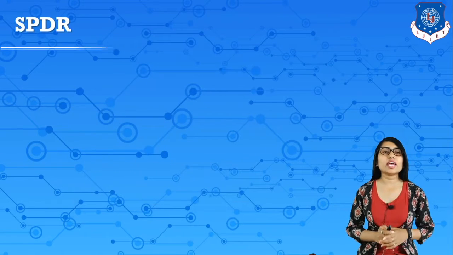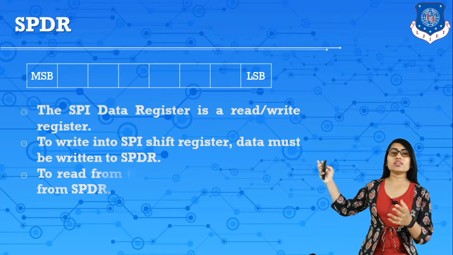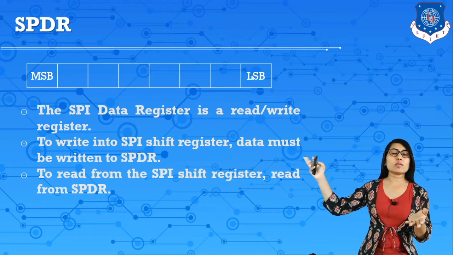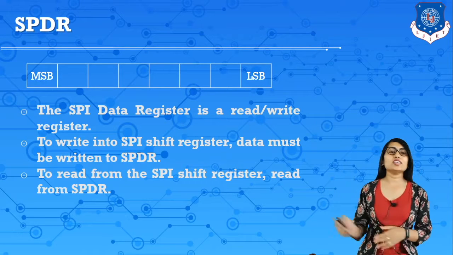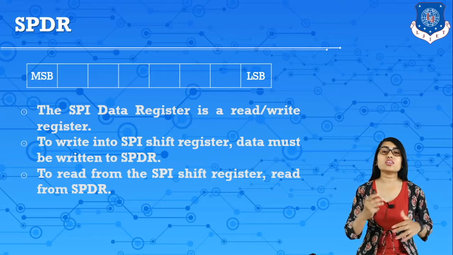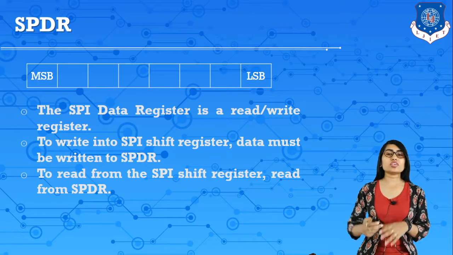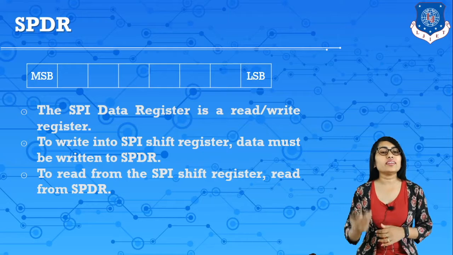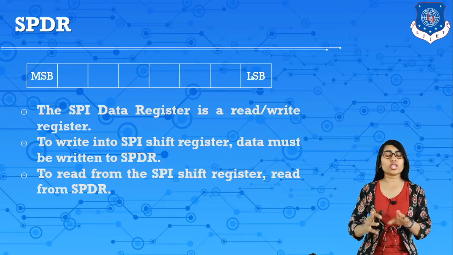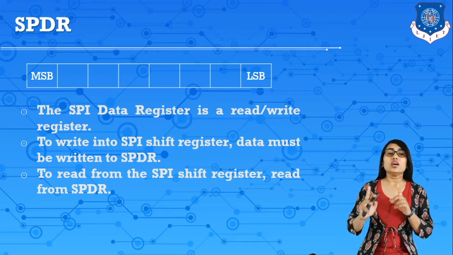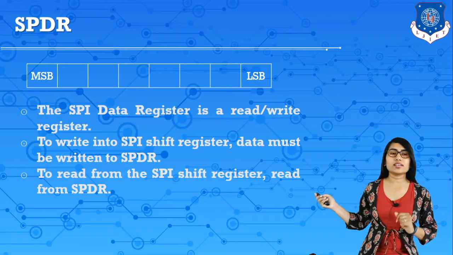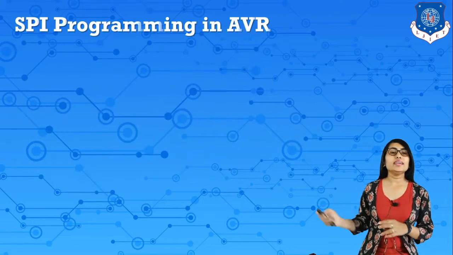Now next we have the SPDR. In the SPDR we have MSB down to LSB. The SPI data register is a read and write register. To write into the SPI shift register, data must be written into the SPDR register, and to read from the SPI shift register, read the data from the SPDR register. So this is the SPI data register.